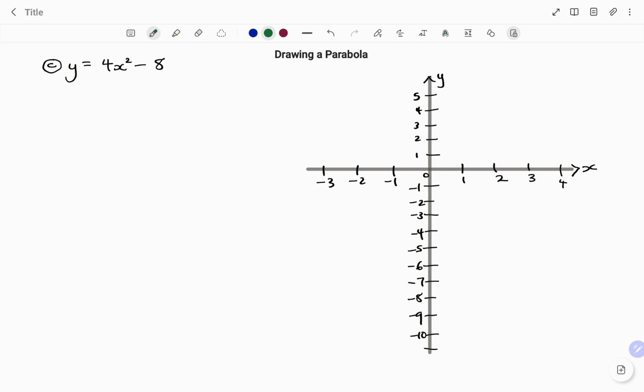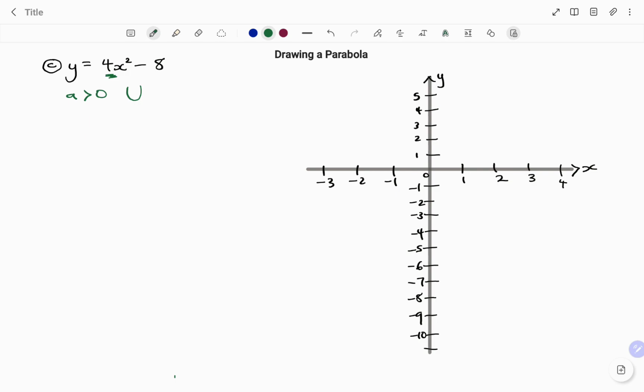Let's look at one more example. In our last example, we have y equals 4x squared minus 8. We need to determine the shape of the parabola by checking the coefficient of x squared. So the coefficient of x squared is 4, so therefore a is greater than 0. That means the parabola is going to be a smiley face.